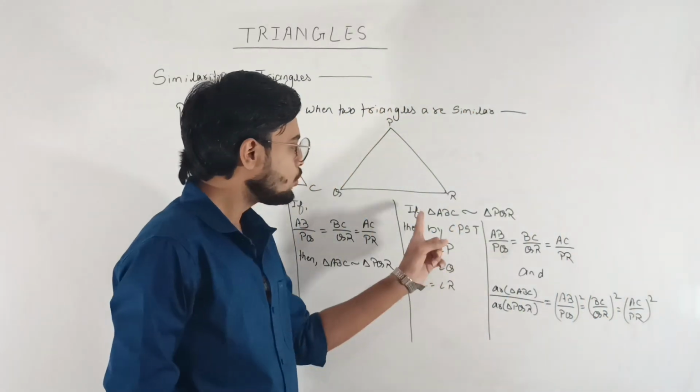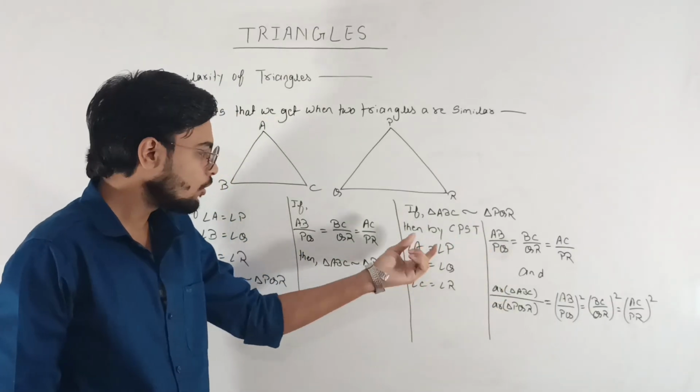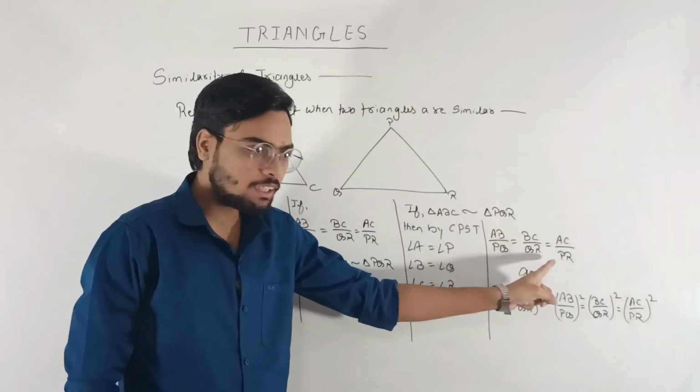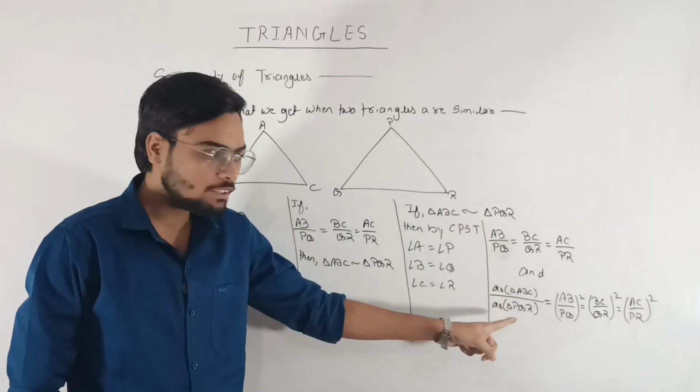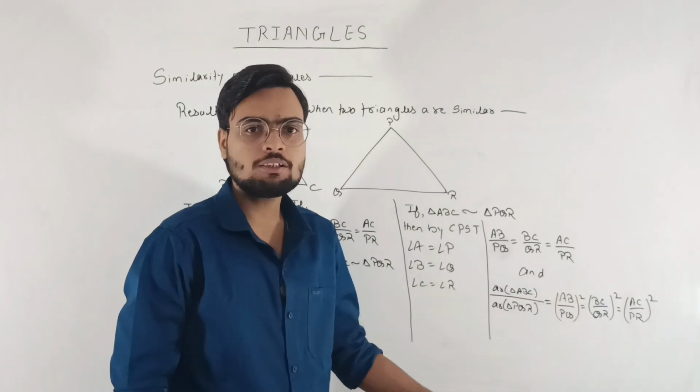Okay. Now, when two triangles are similar, then in this case by CPST corresponding angles are equal, the ratio of their corresponding sides are equal, and the ratio of their areas is equal to the square of the ratio of their corresponding sides. Got it?